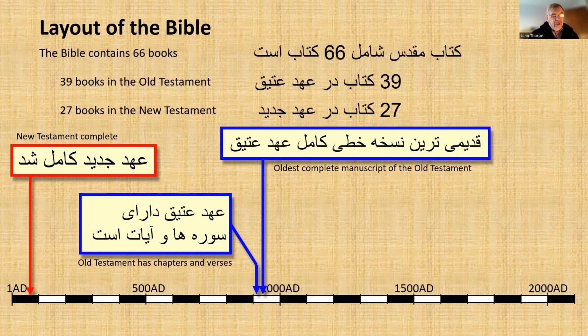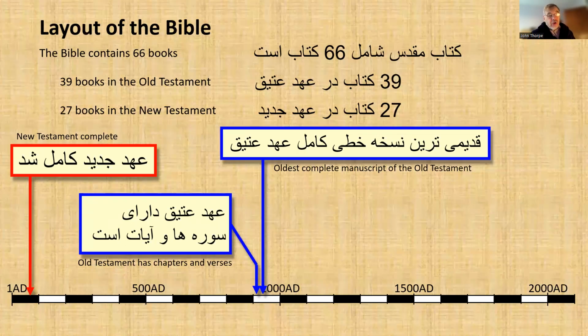But it's about 930 is the oldest manuscript that we have, which has the whole Old Testament bound together in one book.